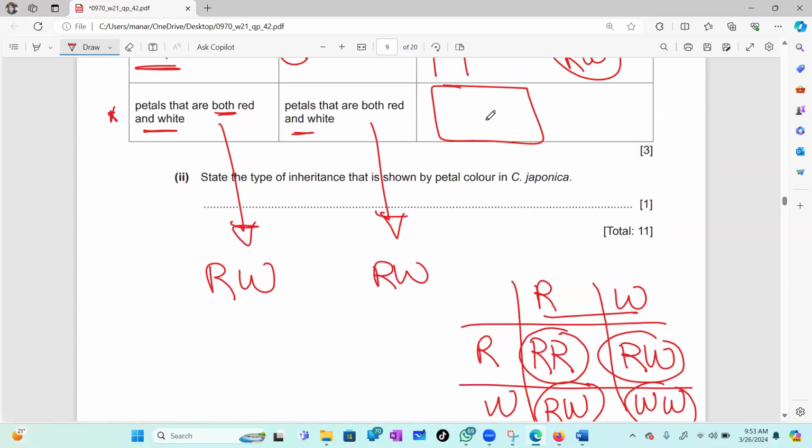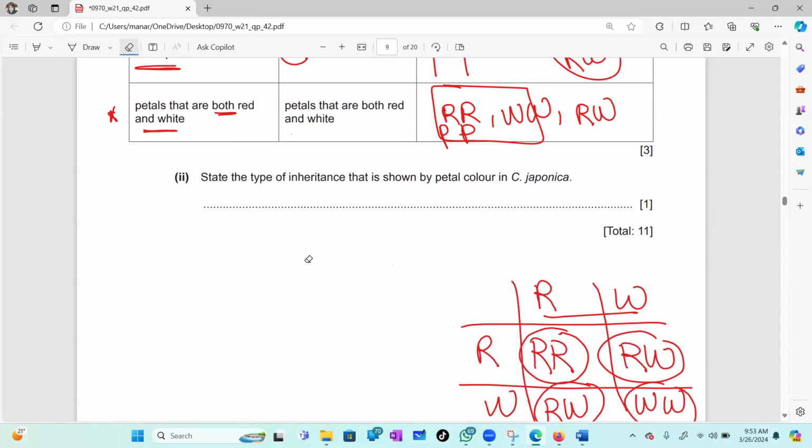I'm going to write RR, comma, WW, comma, R capital, W capital. I can write it this way or with the gene, with the P, whatever. But this will be the answer. I hope you all understand how we got it. Most of you got this answer correct. You are all solving inheritance well.